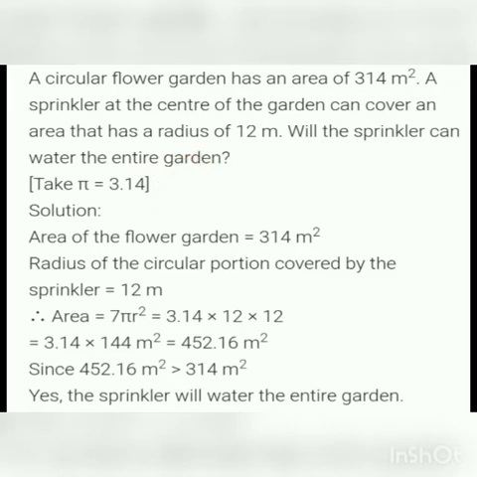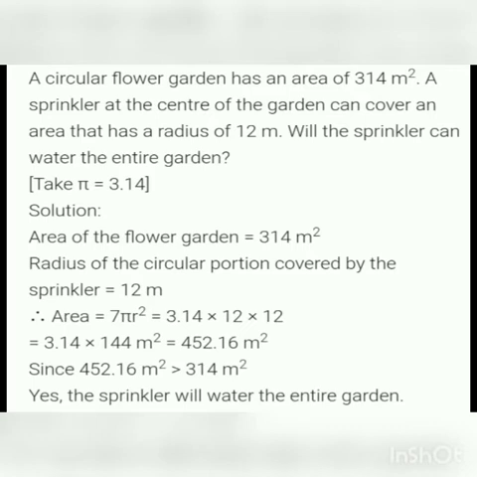So what is the question here? A circular flower garden. So the garden is in the shape of a circle. Picturize the picture in your mind. That garden has a circular shape, and in the middle of the garden there is a sprinkler. You know what a sprinkler is? It is used for watering. So it rotates and waters. Its water moves to every portion. Now the question is whether this sprinkler waters the whole garden.